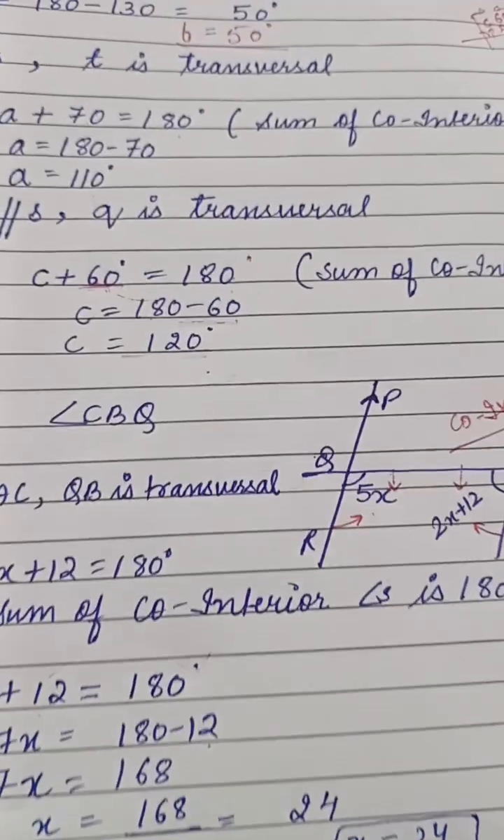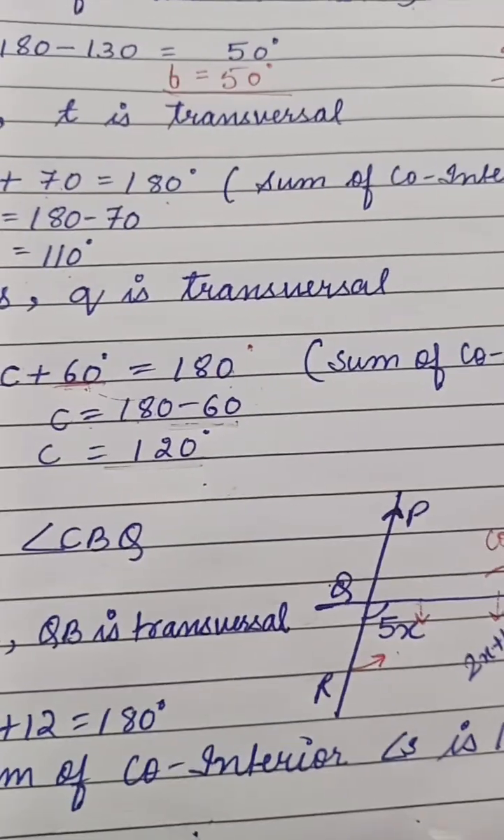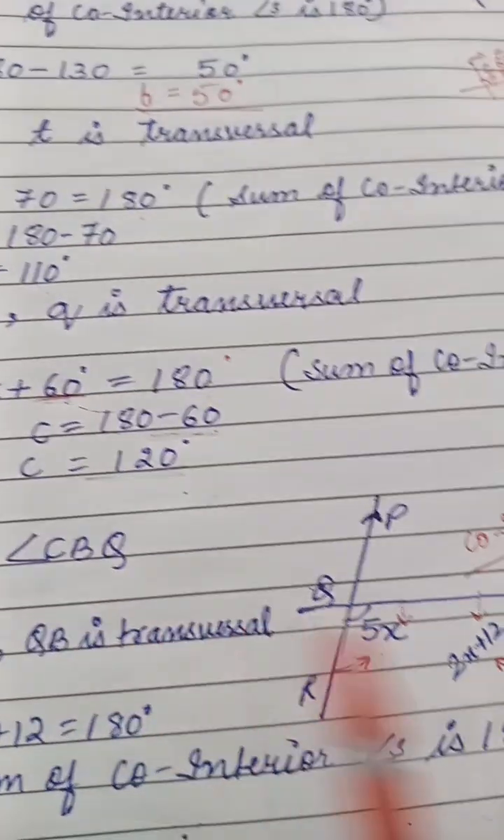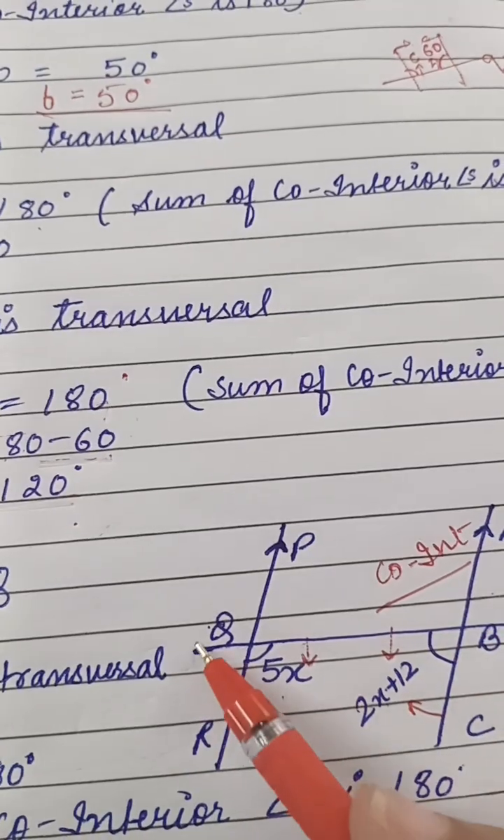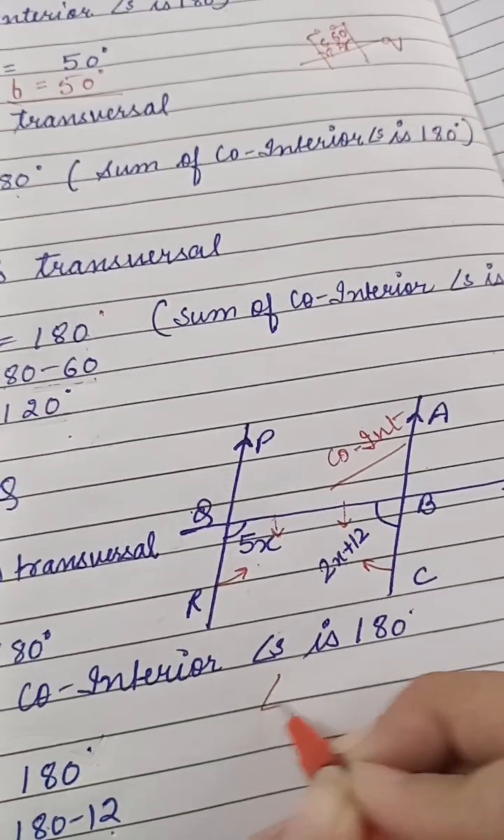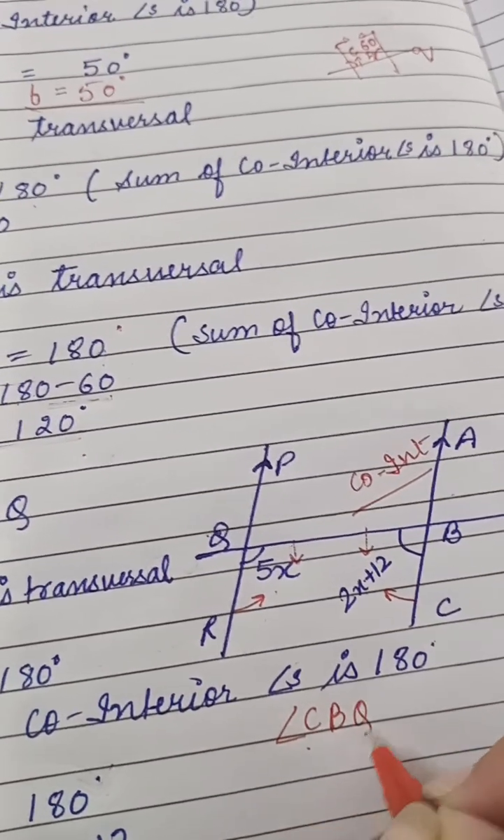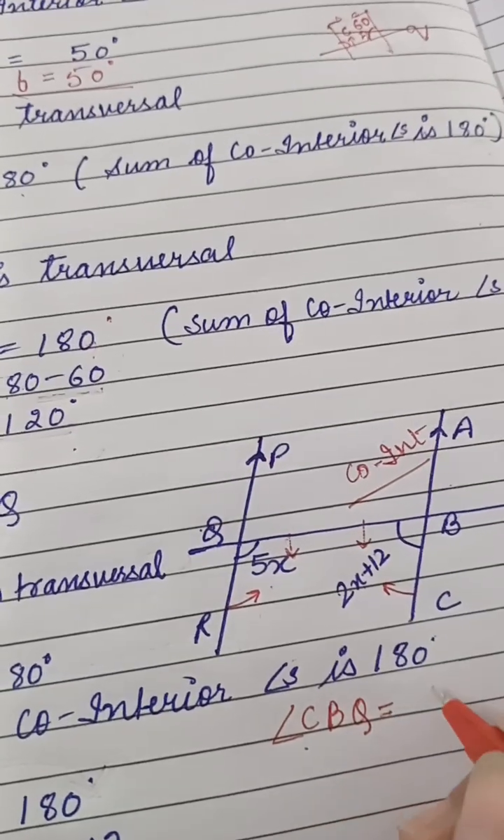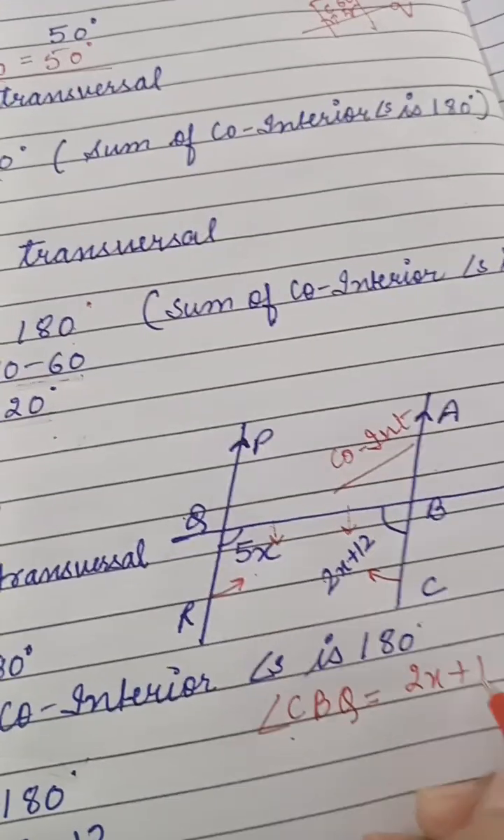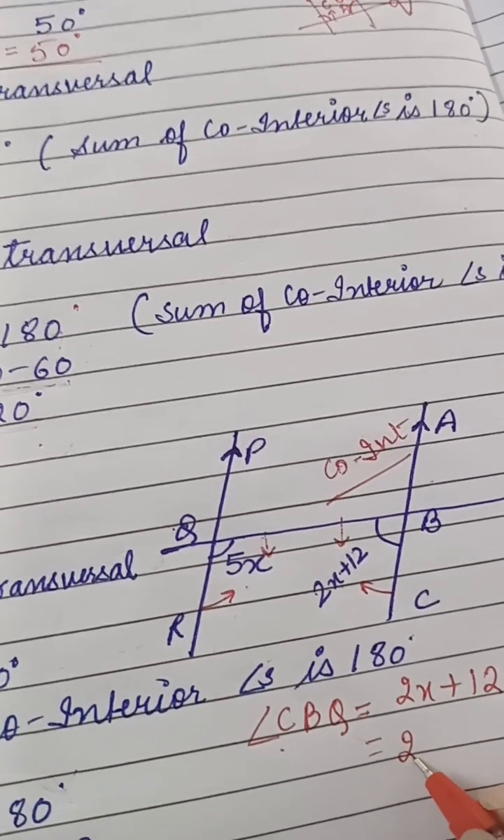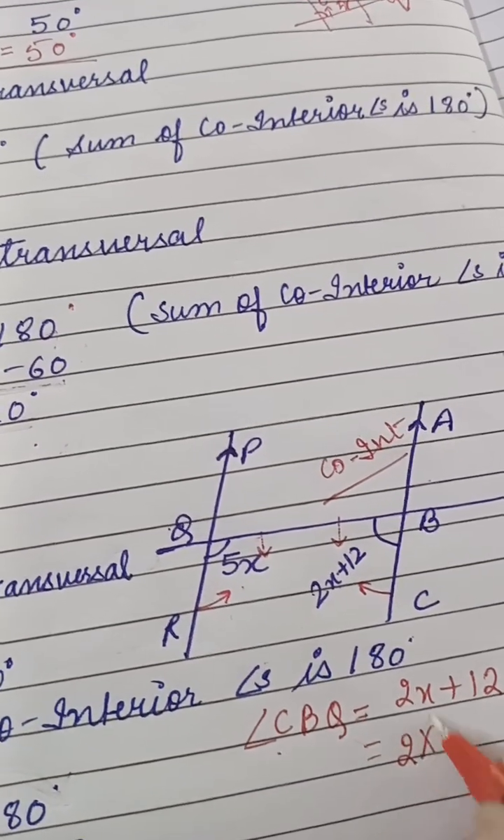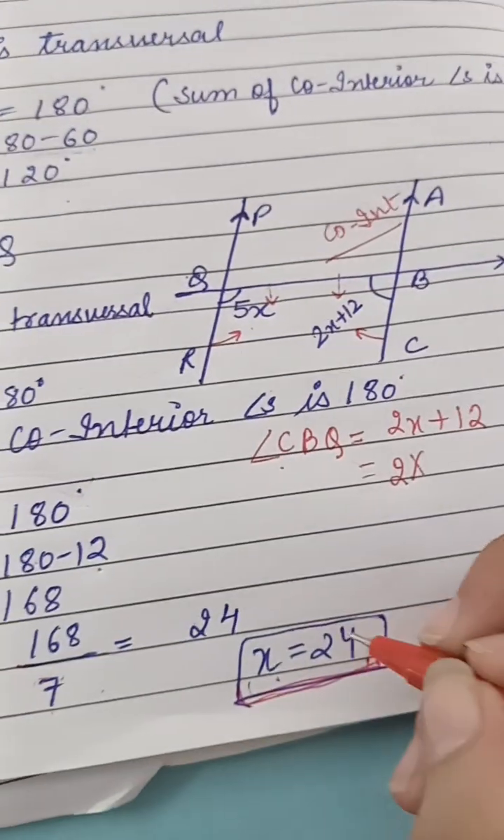Correct? But what we have to find? Angle CBQ. Check where it is. So angle CBQ equals 2x plus 12. Correct? That is 2 multiplied by x. What is the value of x?